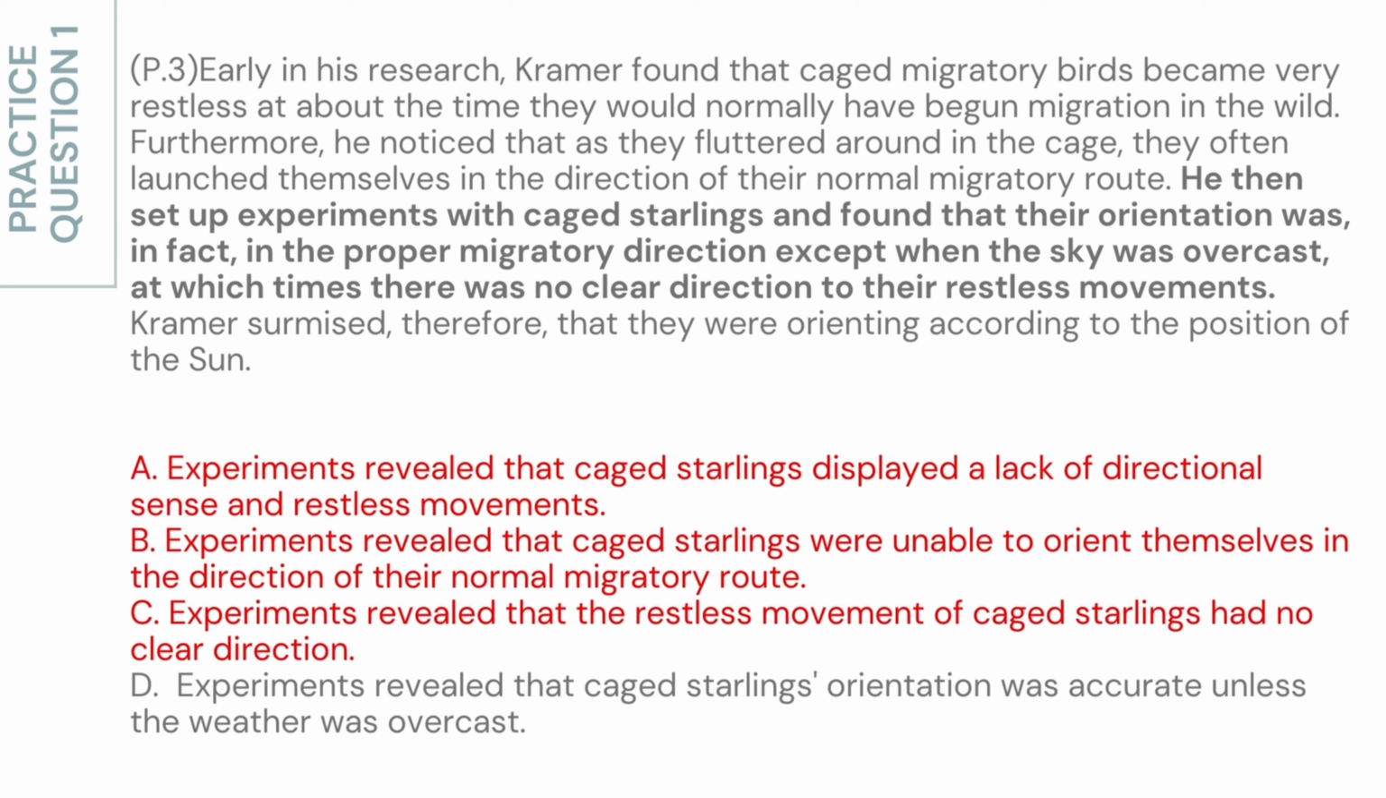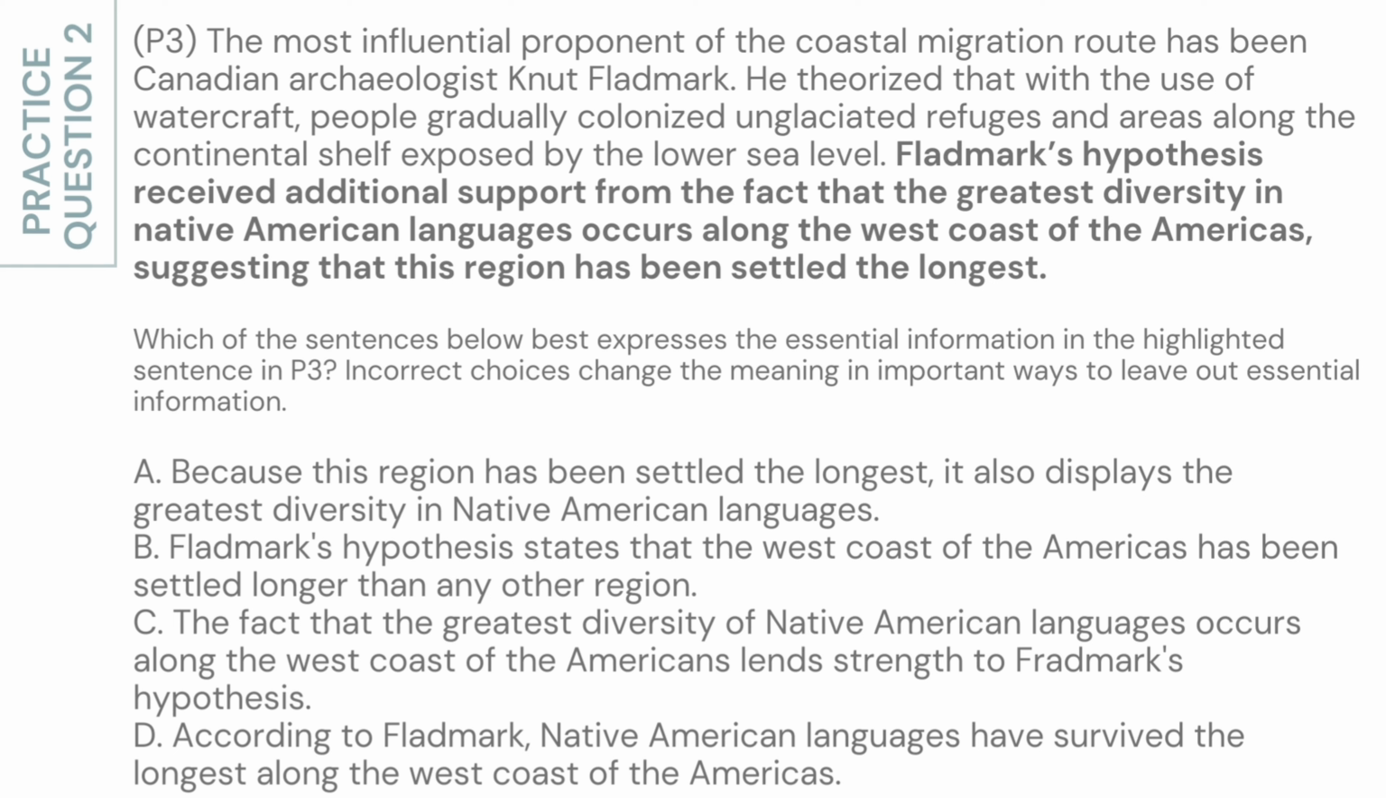So the correct answer is D. Experiments revealed that caged starlings' orientation was accurate unless the weather was overcast. So it didn't have Kramer in there in the final answer as I thought it might, but it definitely had the overcast bit, and that part was the most important part. That's the takeaway from that sentence, that their direction was accurate unless the weather was overcast. Okay, I'm going to give you 70 seconds to do this question. Good luck. Remember to follow those steps.